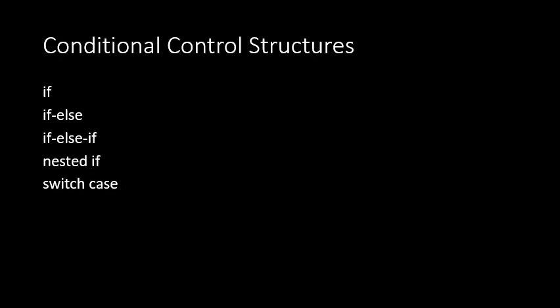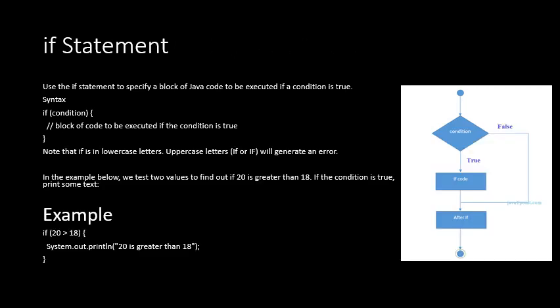Next, the conditional control structure types are if else, else if, nested if, and switch case. So let's start with the if statement. Look at the definition and example carefully. Use the if statement to specify a block of Java code to be executed if a condition is true. Means the if statement will execute only if your condition is true. So it will check whether the condition is true. So here we have a syntax like this.